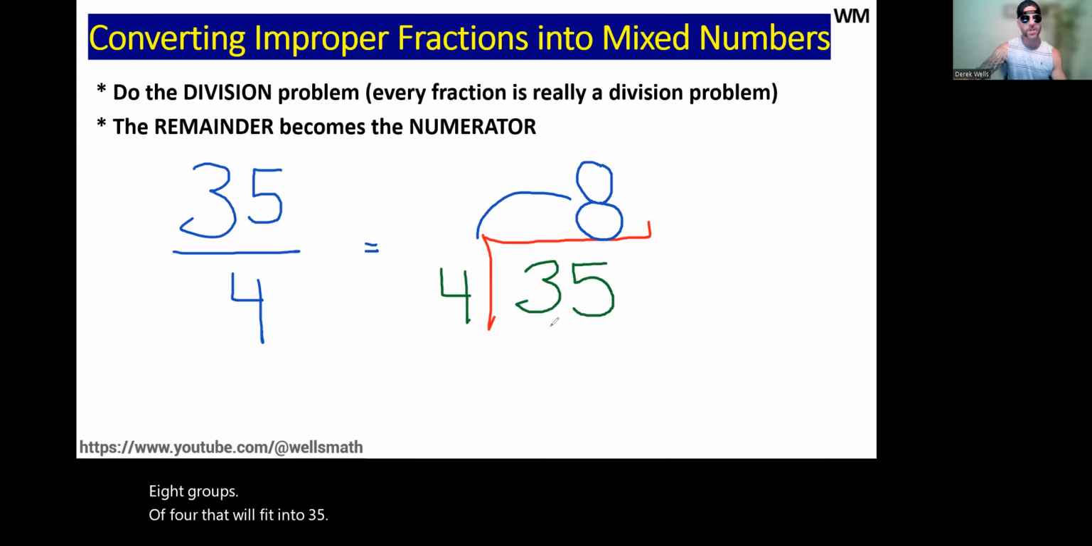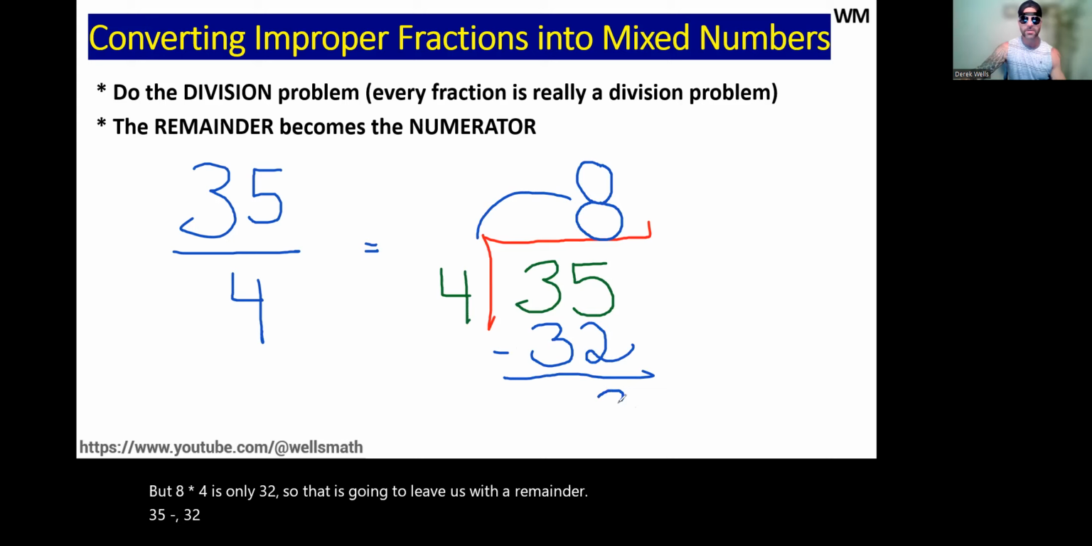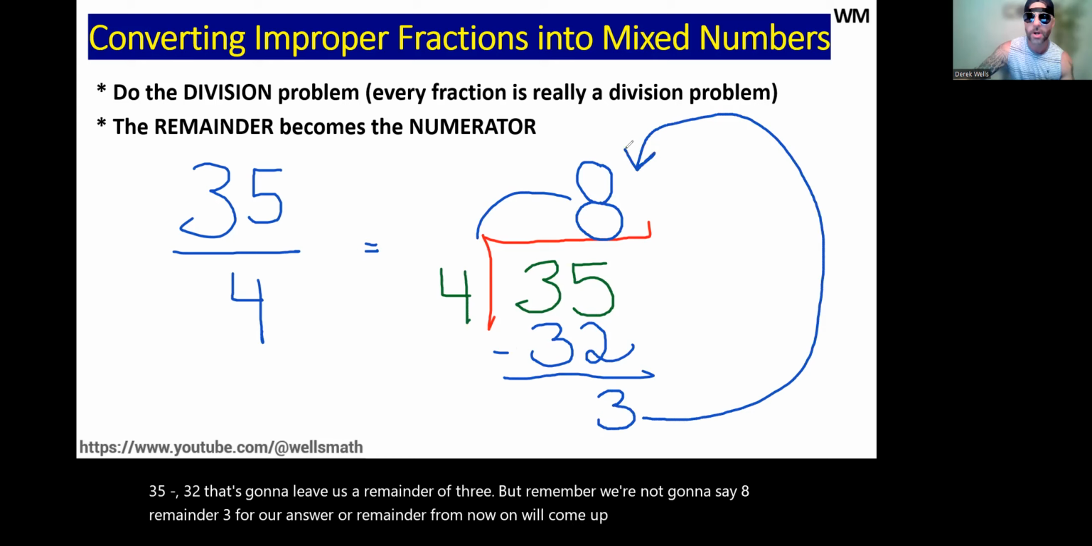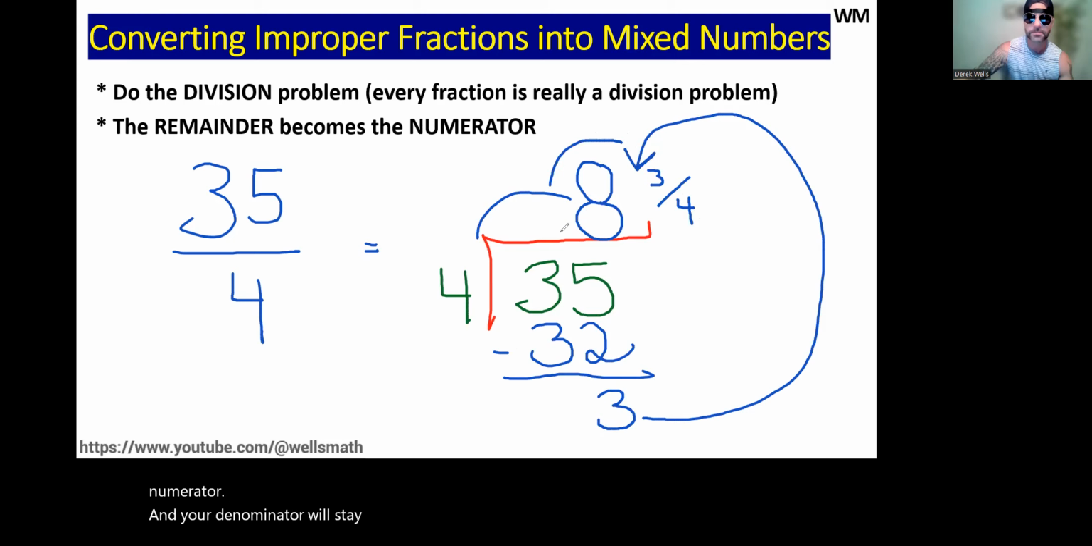But 8 times 4 is only 32. So that is going to leave us with a remainder. 35 minus 32 leaves us a remainder of 3. But remember, we're not going to say 8 remainder 3 for our answer. Our remainder from now on will come up and become our numerator, and your denominator will stay the same.